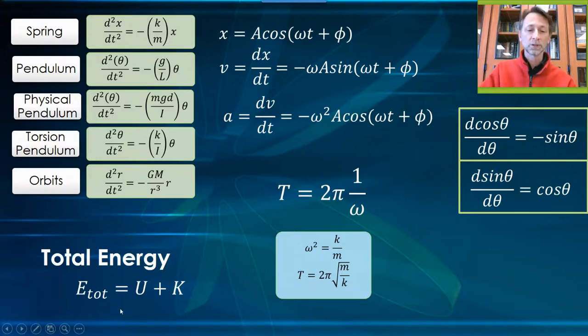To find the total energy, you're going to take the total potential plus the total kinetic, and that gives you the total energy. And then just as a reminder, the derivative of the cosine of theta with respect to theta is the negative sine theta. The derivative of the sine of theta with respect to theta is the cosine of theta. And that, in a nutshell, is periodic motion.